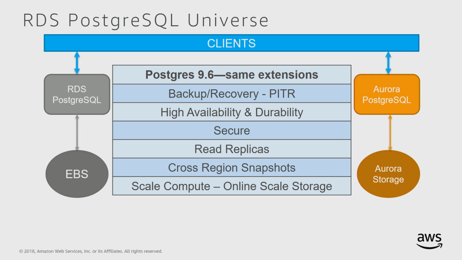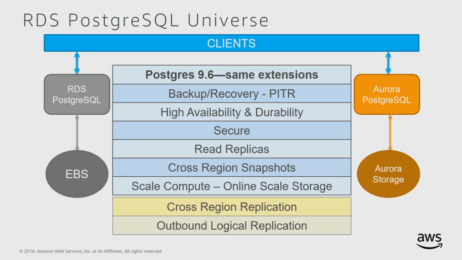From the two engines' perspective, these things are all the same. We both support 9.6 with the exact same extensions. Now, RDS Postgres has their 10 version out already. We're still coming out with that soon for Aurora Postgres. We both have backup and recovery, point-in-time restore. They both have high availability and durability, although Aurora Postgres has slightly better language there. Security, secure by default. That's one of our base things with RDS, we want these to be secure by default. Read replica support on both engines, cross-region snapshots. We do scale compute, and we also allow online scale storage. In the case of Aurora, that's auto scaling of storage.